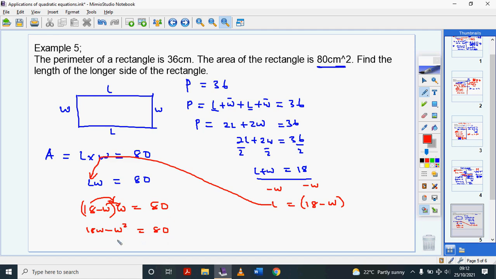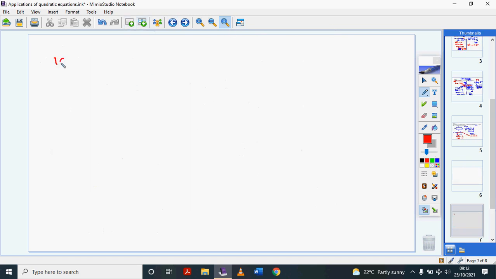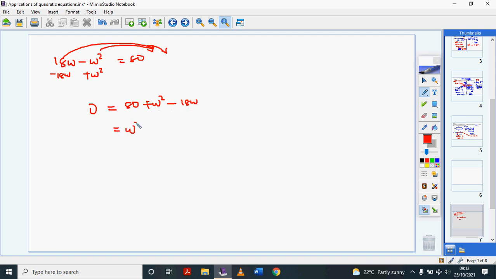Now I have a quadratic equation, but I just need to rearrange it, and I prefer if this W squared is a positive. So I'm going to go to my next page. I had 18W minus W squared is equal to 80. I'm going to bring everything this side because then it will be positive. So that means I'll add W squared. That means I'll subtract 18W. So I'm going to have 0 this side is equal to 80 plus W squared minus 18W. And then if I rewrite it properly, W squared minus 18W plus 80 is equal to 0.